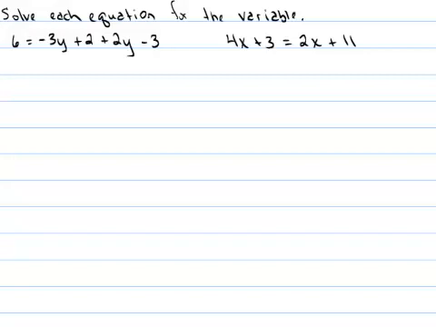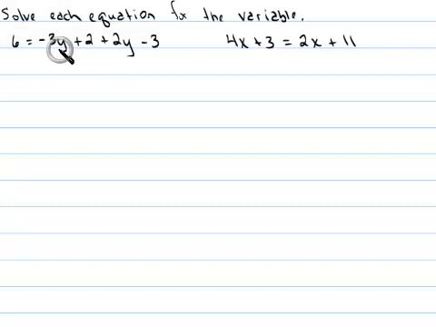Again, we're being asked to solve two equations. We look at our first one: 6 has to equal negative 3y plus 2 plus 2y minus 3. So there's a lot of terms in this equation. The first thing some students are going to do is rewrite this problem and write all of this stuff on the left side and this number on the right side, just because it looks odd to them that the variables are on the right. It really doesn't matter where the variables are, so I'm going to leave it like this.